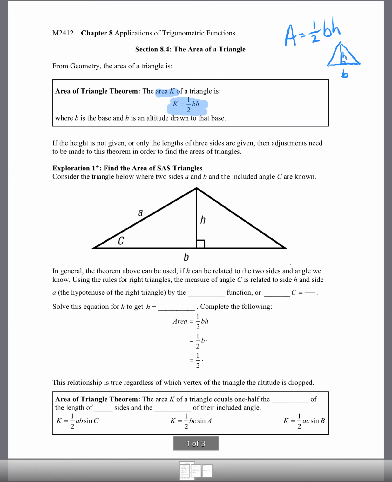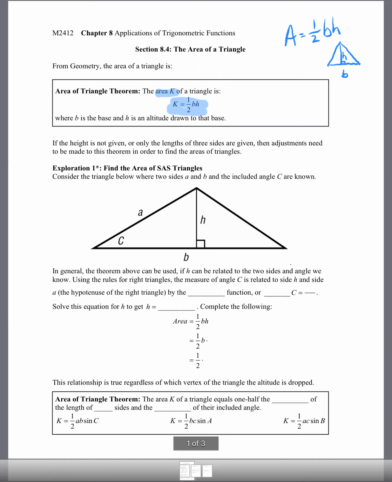That H that we're looking at there is what we normally would see. It's also called the altitude of the triangle. And you can actually have an altitude drawn from every one of these vertices. So every triangle actually has 3 altitudes.